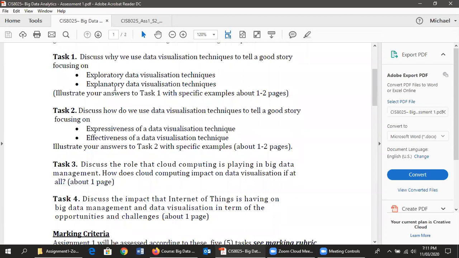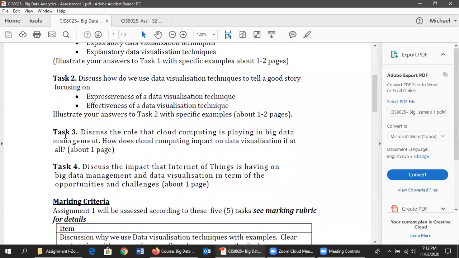In tasks 1 and 2, we're looking at data visualization techniques in terms of why we use a particular technique, with the emphasis on telling a good story. We look at exploratory versus explanatory, and how we use data visualization techniques to tell a good story, focusing on the expressiveness and the effectiveness of a technique.